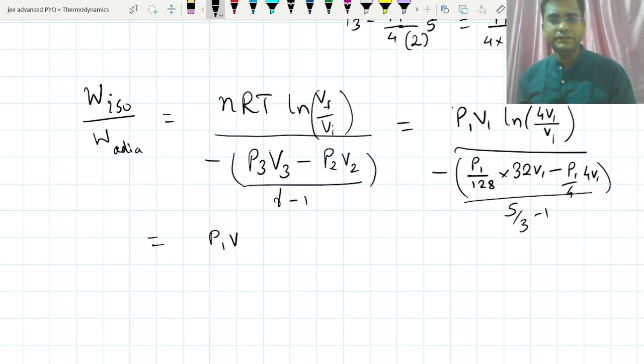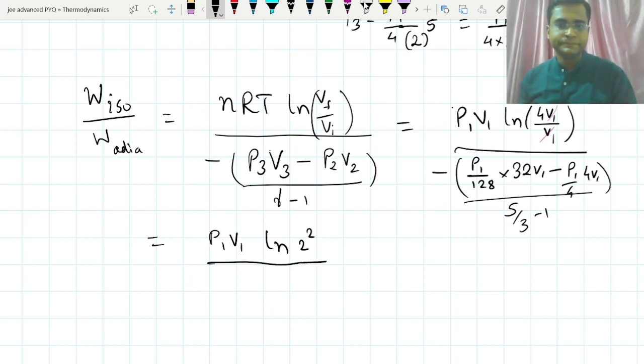So let's solve. P1 V1 you can write this log 4, see this V1 will get cancelled, this will cut out. Okay, so what we are left with is 4, log 4. So log 4 you can write log of 2 square. Why I am doing this? Because the options are like that, the answer they want in terms of log 2, that's why I am converting log 4 into log 2. Okay, minus sign you can keep here. 5 by 3 minus 1 is 5 minus 3, 2 by 3.